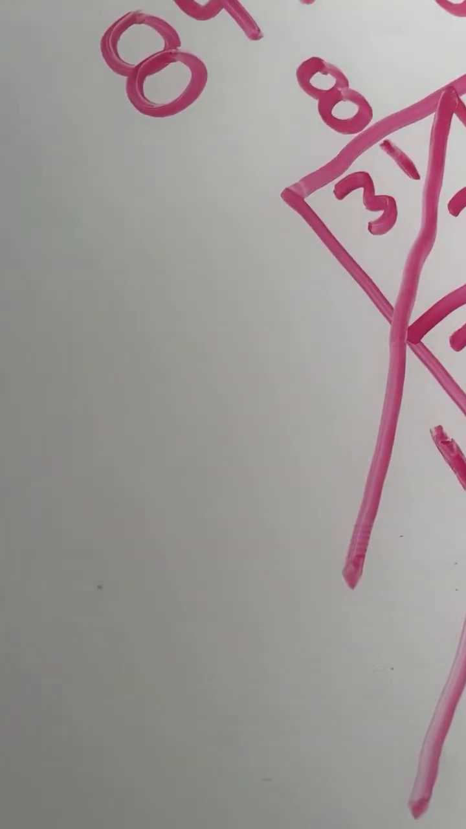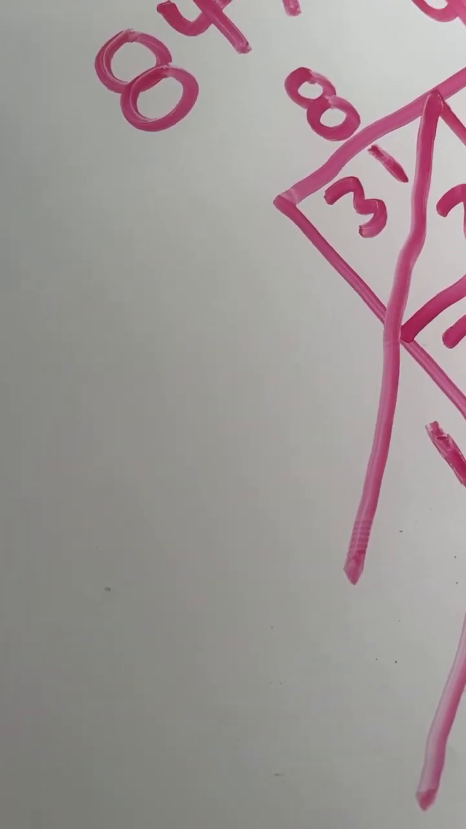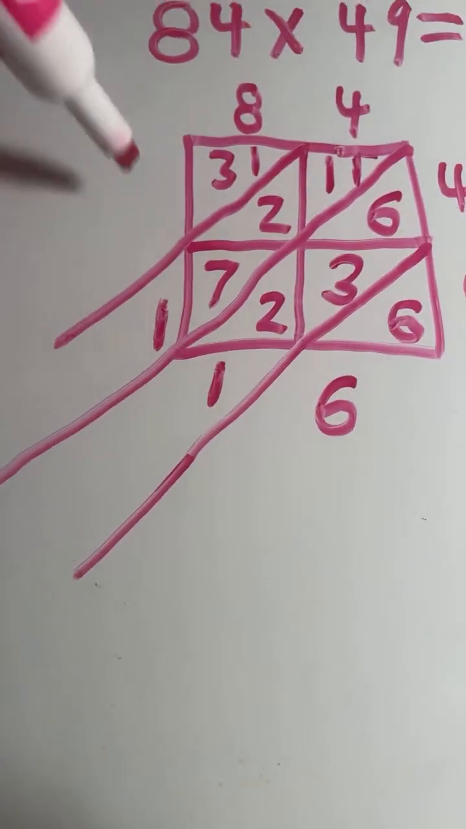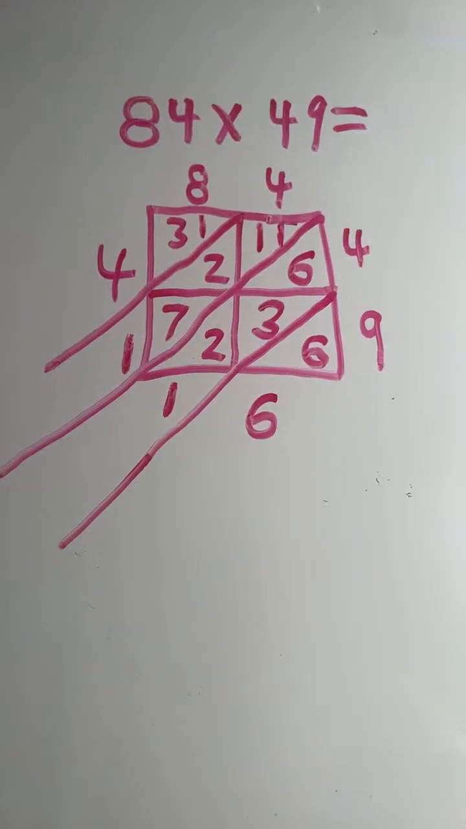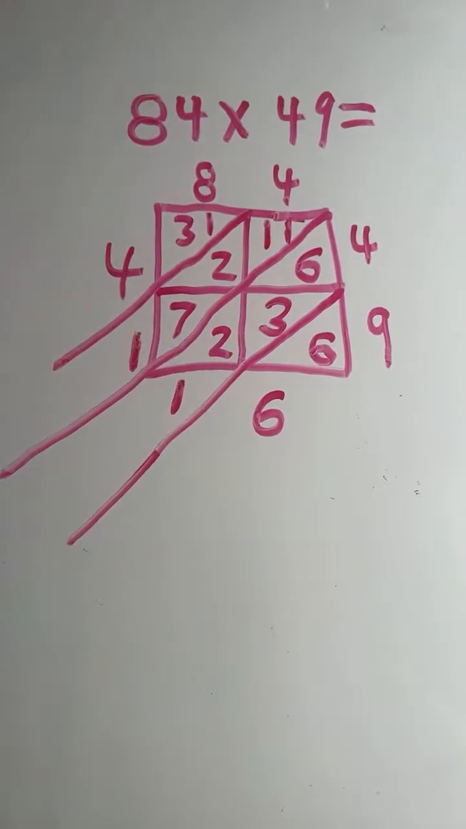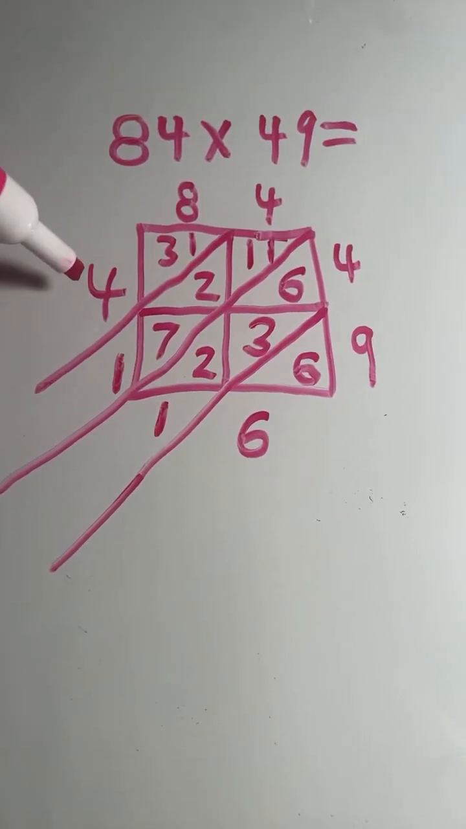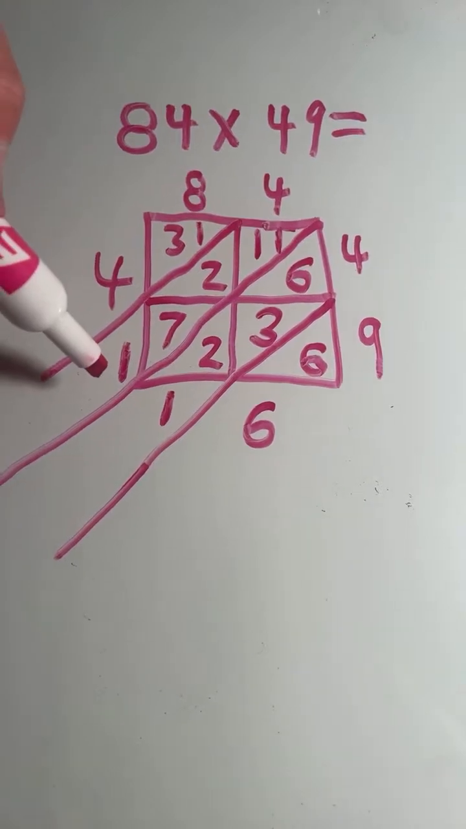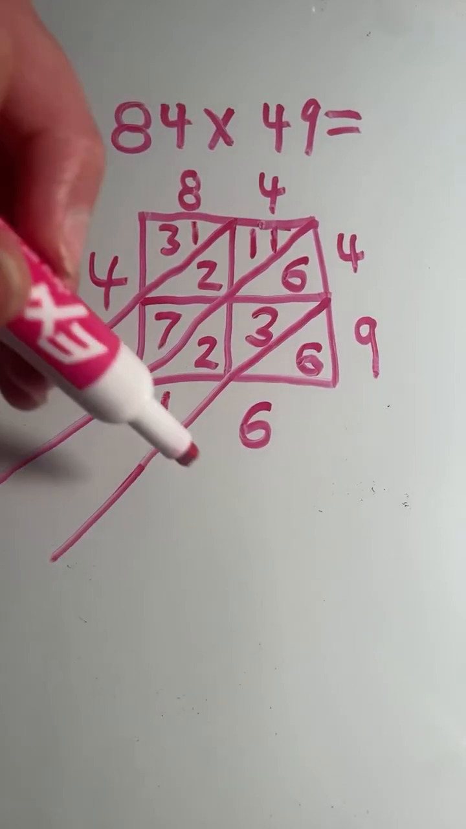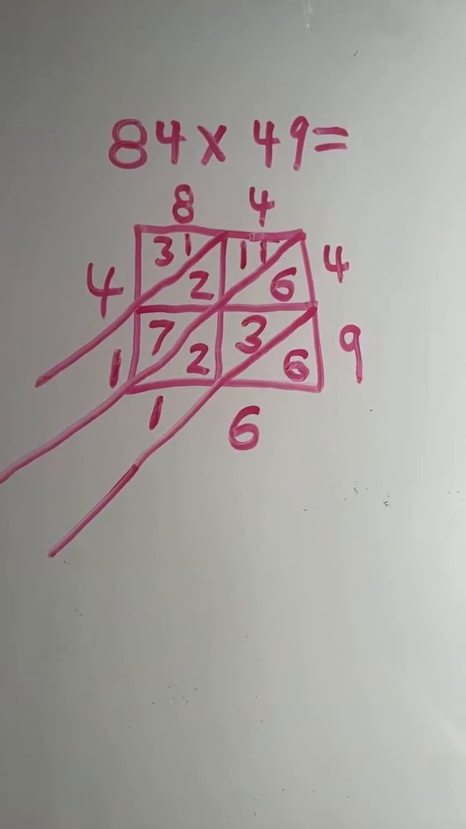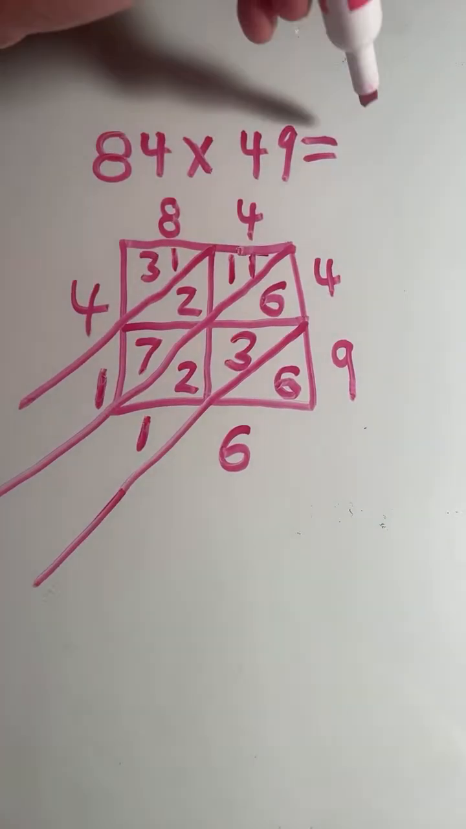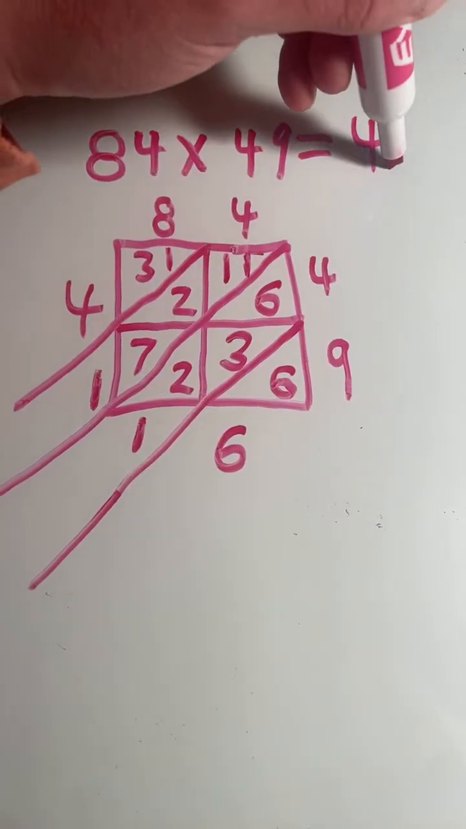Last set of diagonal lines. 3 plus 1 equals 4. And we are reading the number from left to right. So we have a 4 in the thousands place, a 1 in the hundreds place, a 1 in the tens place, and a 6 in the ones place. So we have our final answer. 84 times 49 equals 4,116.